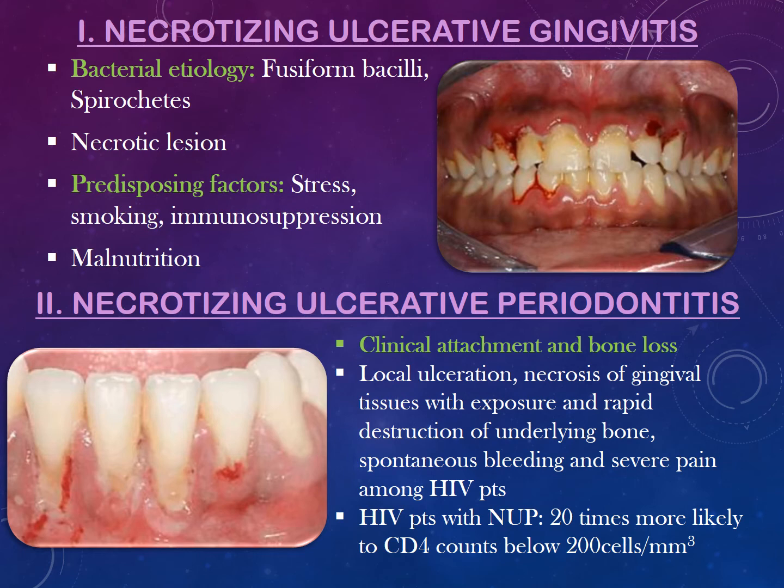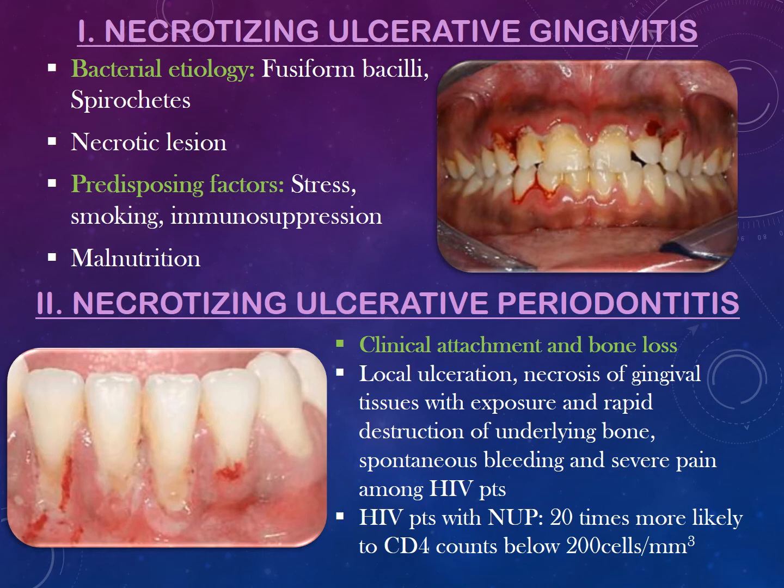Necrotizing ulcerative periodontitis: the main clinical features are that it has clinical attachment loss and bone loss, distinct from ANUG. It has local ulceration, necrosis of gingival tissues with exposure and rapid destruction of underlying bone. It has spontaneous bleeding and severe pain among HIV patients. So it's basically predominantly associated with HIV patients.